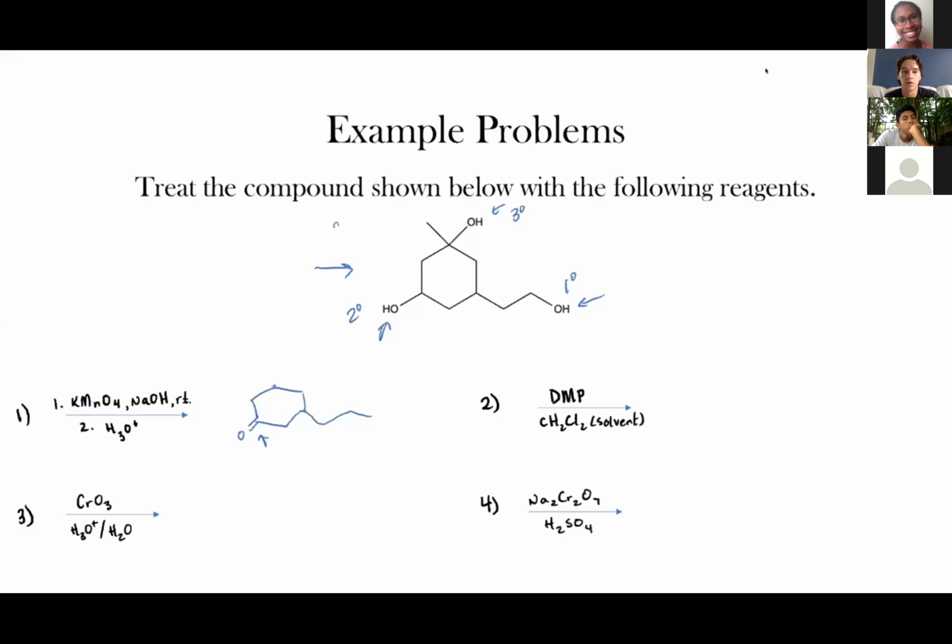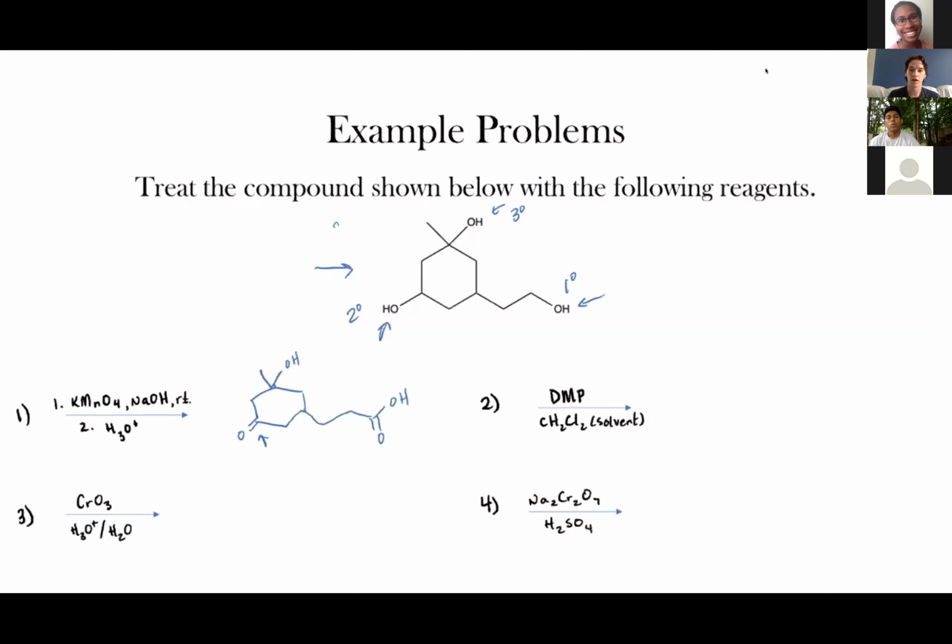Close. So what is KMnO4? Is KMnO4 a weak oxidant or a strong oxidant? Strong. So the primary alcohol should turn into a carboxylic acid. Exactly. And how about our tertiary alcohol? Should that be ketone, carboxylic acid, or neither? Neither. Good. So that'll stay the same.